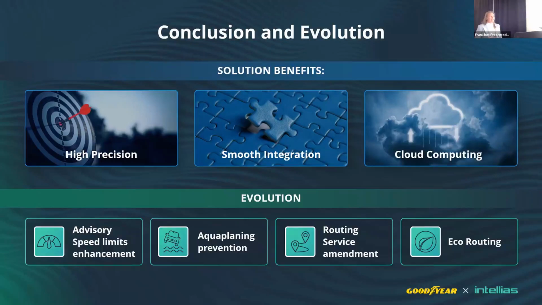And we have some evolution ideas here. First of all, to enhance the advisory speed limit models based on some real experiments, because Goodyear SightLine possesses experimental labs and all the necessary equipment to do this. Also to incorporate the SightLine aquaplaning prevention model into the NDS.Live database. Amend the routing service to take into account the friction coefficient on the route. And of course, for eco-routing, it can be used to calculate more precisely the estimation of battery consumption.